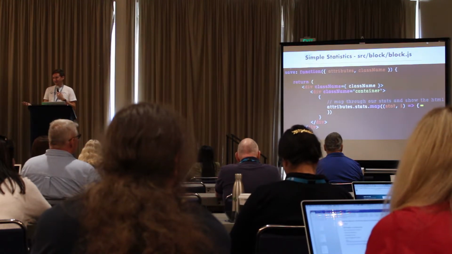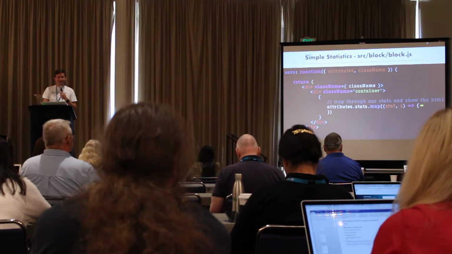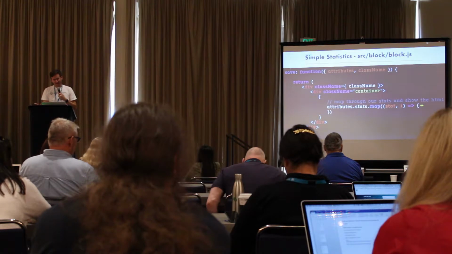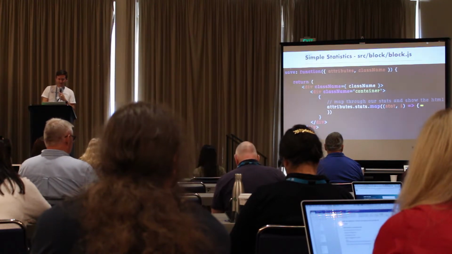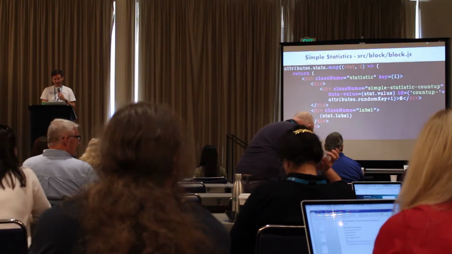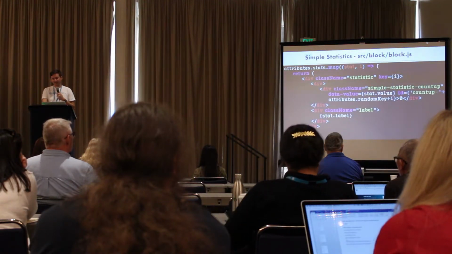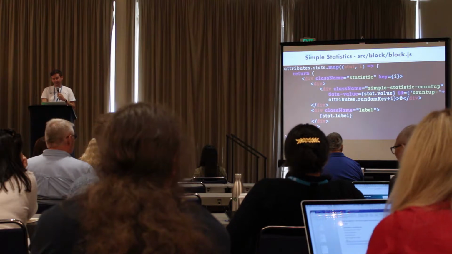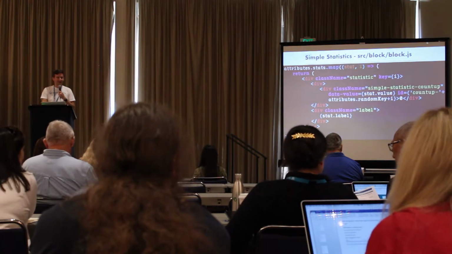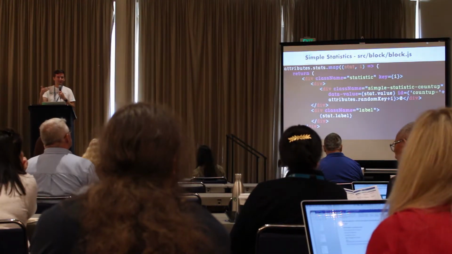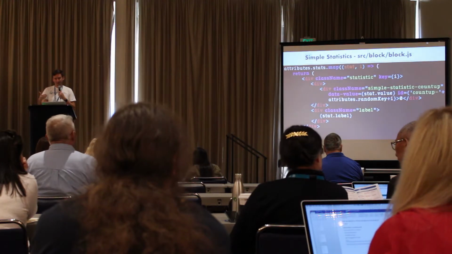And then the save method is the same without the interactivity. We have our container, we map through our stats, and then this is the map expanded, and all we're doing is returning what these statistics are going to look like. And if you notice, there's a data value that has our CountUp number, which will then use the CountUp script to count up.